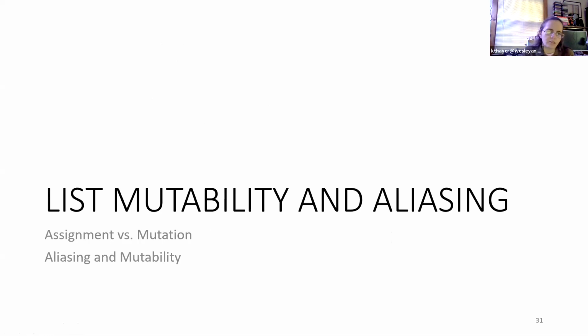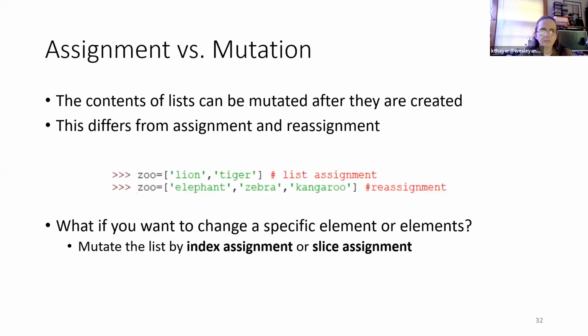What we're going to talk about is assignment versus mutation, and aliasing and mutability. So assignment versus mutation: the contents of lists can be mutated after they are created. That is, they can be changed after you create them. And this is different from assignment and reassignment, because assignment and reassignment overwrite the whole thing, whereas mutation means it goes in and changes a particular part of the list, not rewrite the entire list.